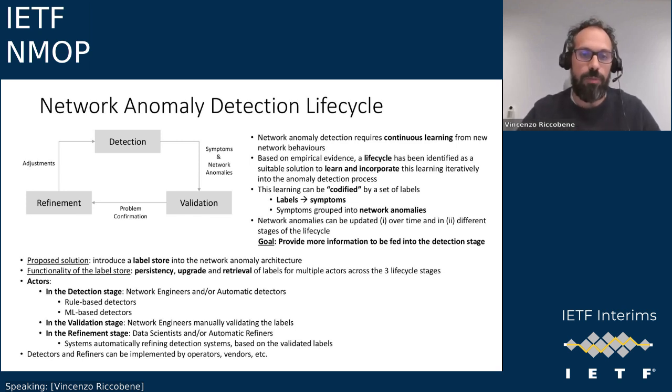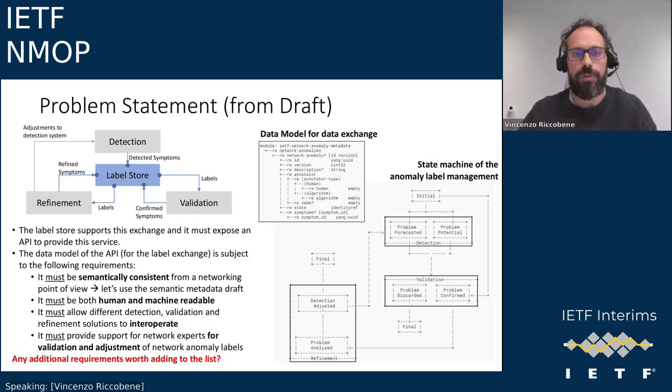Or we could also see automatic refiners, systems that take as input the validation labels from network engineers, and they automatically organize the retraining of the machine learning models or the adjustment of the information. For example, they might change the rules or this sort of thing. We see that detectors and refiners are already implemented in the industry, and they can be implemented by multiple vendors and multiple operators. We have our own versions of these things we're working on as well. So it's very important that we start looking at this from an interoperability point of view.